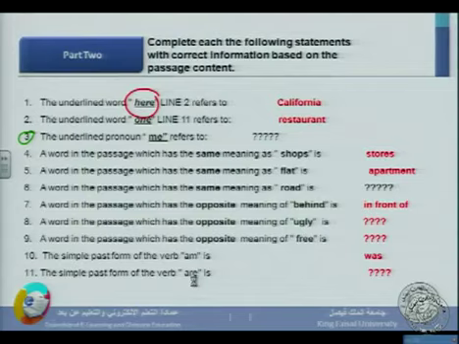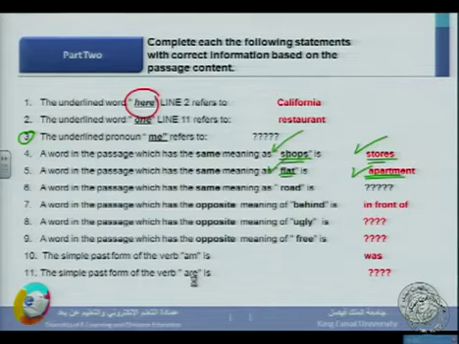And number 4, a word in the passage which has the same meaning as shops. Stores, the same thing. A word in the passage which has the same meaning as a flat, it was apartment. These are meanings of words found in the passage. Stores and apartment have the meanings shops and flat. Also we had road. What is the meaning of road? You should go back to the passage and find a word just like the meaning of this word. Okay, I will leave all of these to you now. Okay?